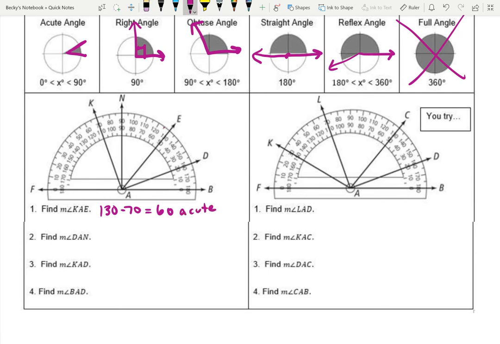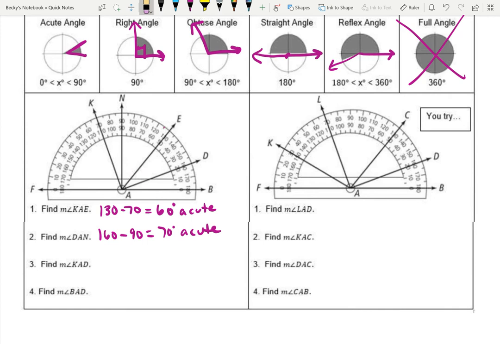Let's just practice our vocabulary. D-A-N. So I don't start at 0, so I can take the top number, which is 160. And then I'm also going to subtract the 90. Remember, it can't be negative. So if you write 90 minus 160, just know it has to be the positive. You're not going to have a reflex angle on these. So when I subtract, I get 70 degrees, and these are acute.